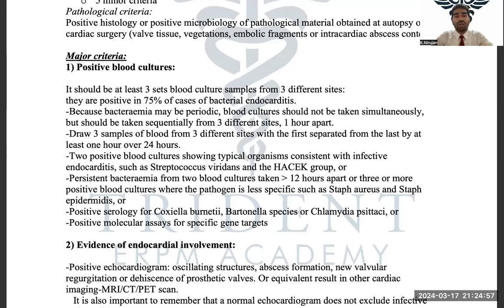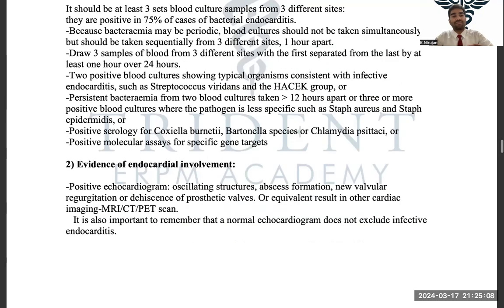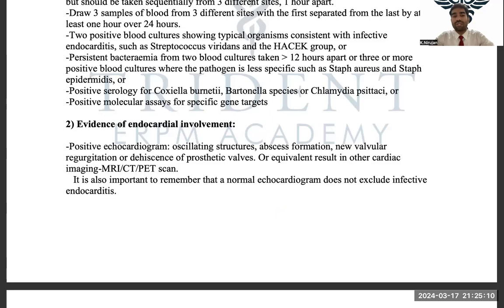Or else certain organisms cannot be cultured. For example, Coxiella, Bartonella, Chlamydia, they can't be cultured. So if their serology is positive, you take it as a major criterion. And there are these new molecular assays, we don't need to know about that. That's too much. That's for the postgraduate trainees.